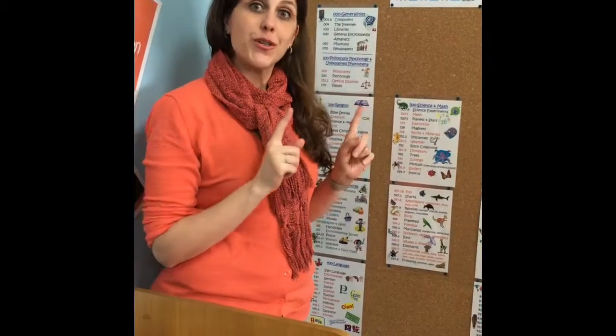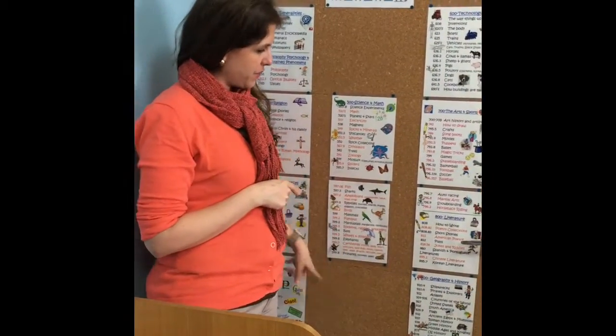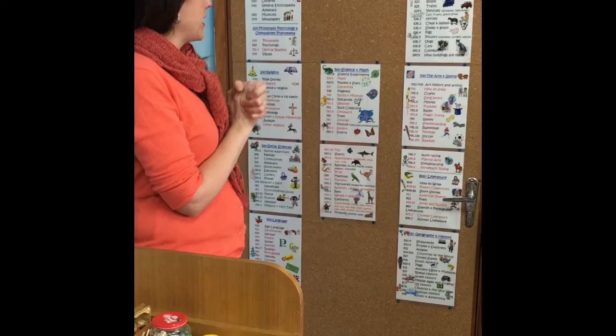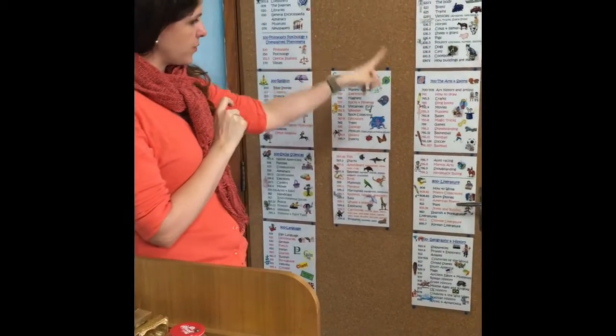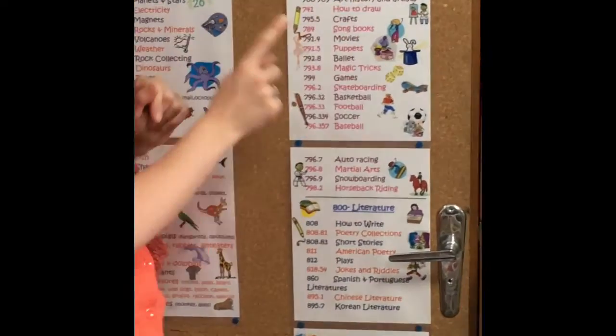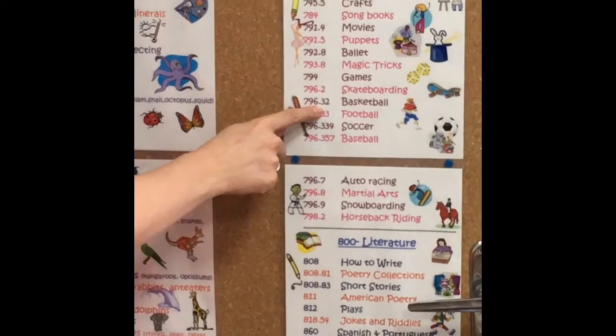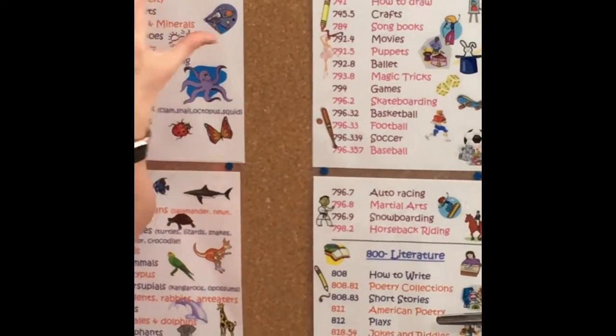And so when you're here in your library, you can find the books that you want to read. So they're easy to find. Let's say you love basketball, for example, and you want to read a book about basketball. So you will go to the right category, which is the 700s, the arts and sports. And basketball is this little number right here, 796.32.